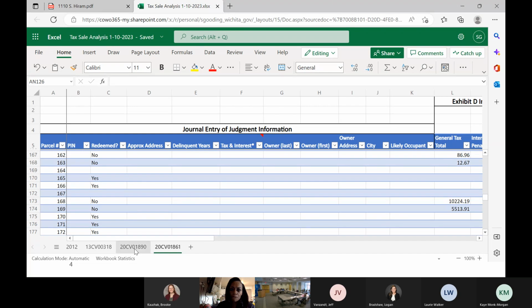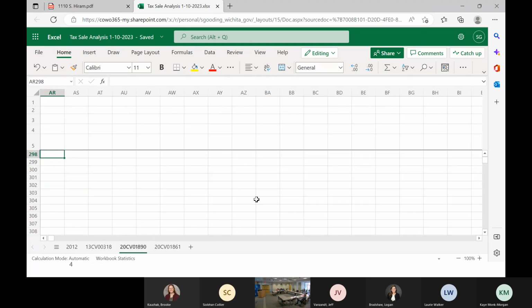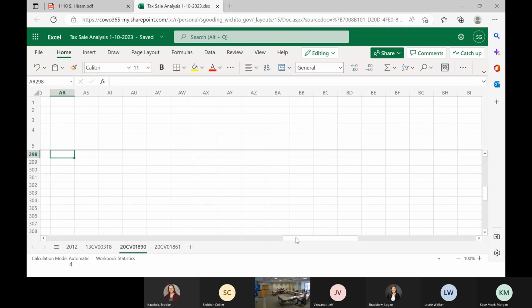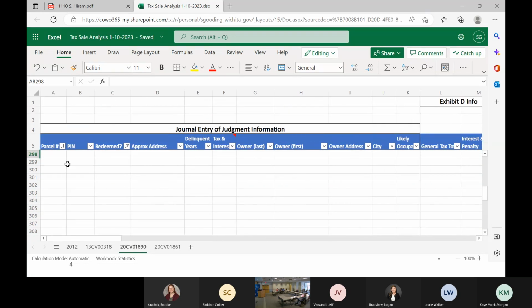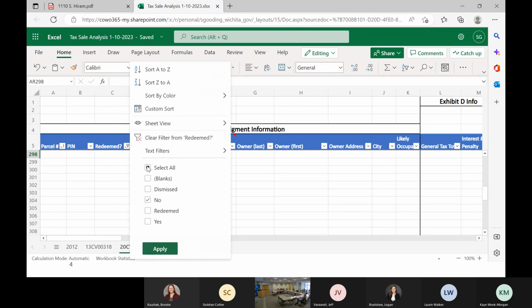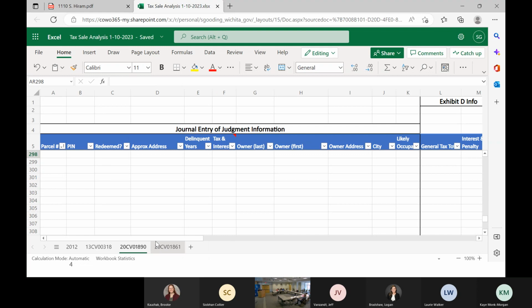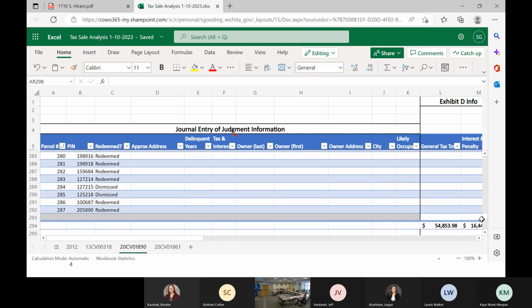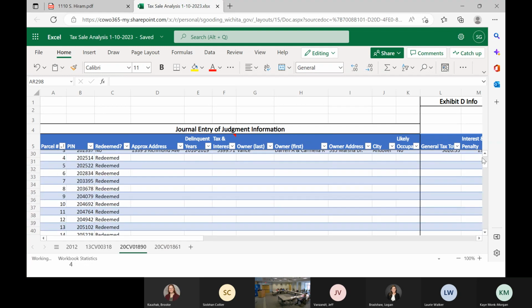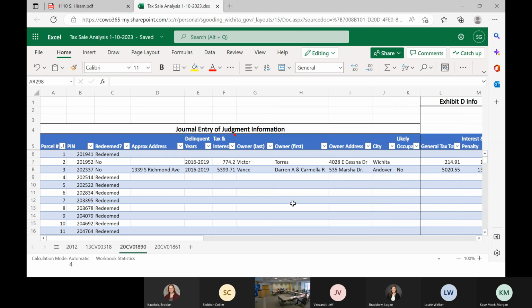And so we've gone through, I'm actually going to switch which one we're looking at. This is my newer one. So this one should be a little bit more complete. Okay. And so every single parcel has information on the address, parcel number, whether or not it was redeemed.